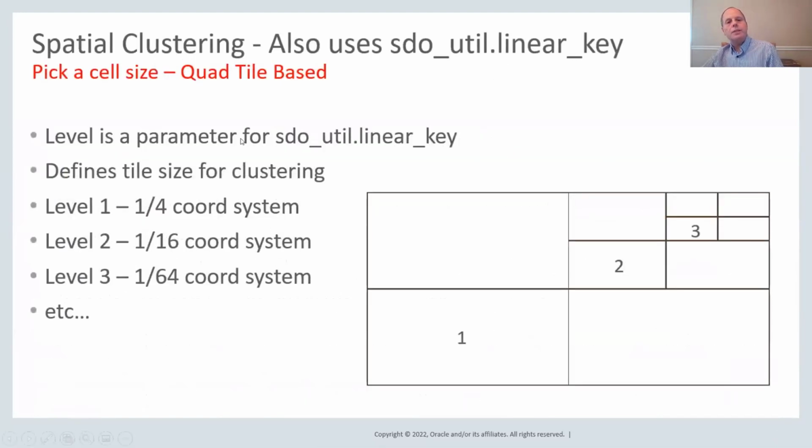So once again, it's going to use that same function we talked about earlier, the linear key function. You have to pick the size that you want to cluster things to. So if this is my entire coordinate system, size 1 would be 1/4 of the size of the coordinate system. Size 2 would be 1/16 of the coordinate system. Size 3 would be 1/64. So you're just decomposing. It's a quad tree kind of decomposition. You just use this number, it's passed to linear key, and it defines your cluster size.